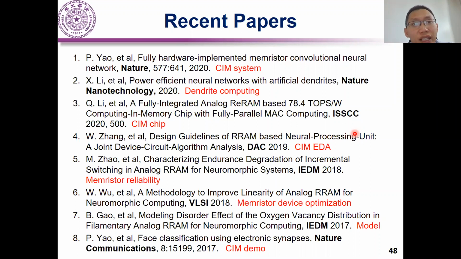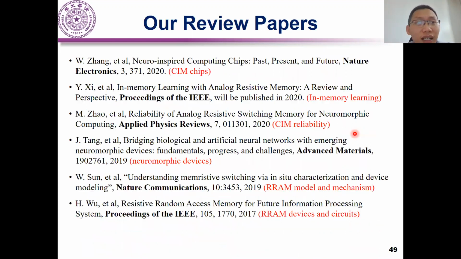These are our recent research paper on RRAM modeling and the CIM system design. These are our recent review articles from different perspective view for CIM technology, including the CIM chips in memory learning, CIM reliability, neuromorphic device, RRAM model, and mechanism.